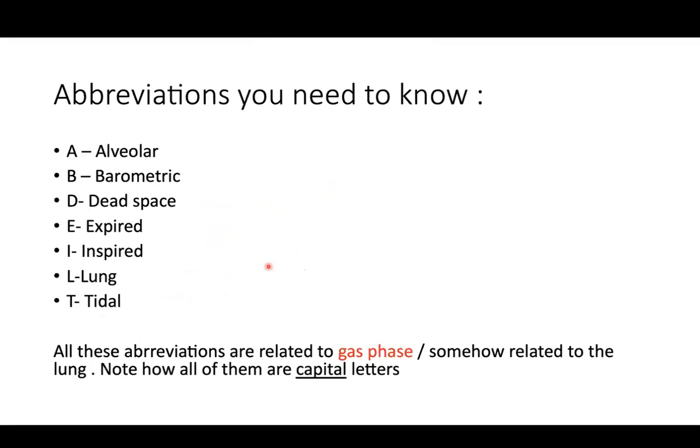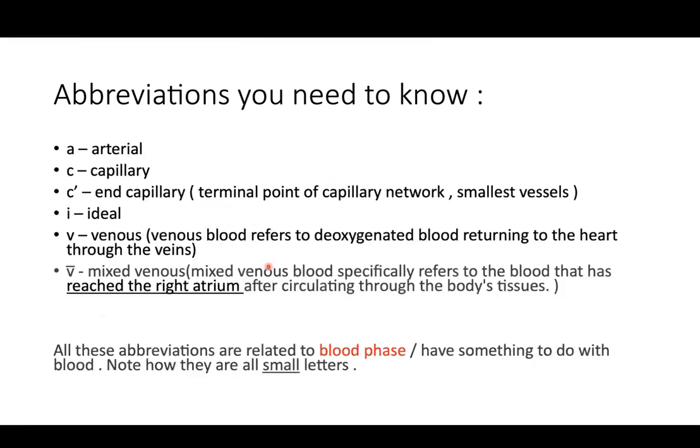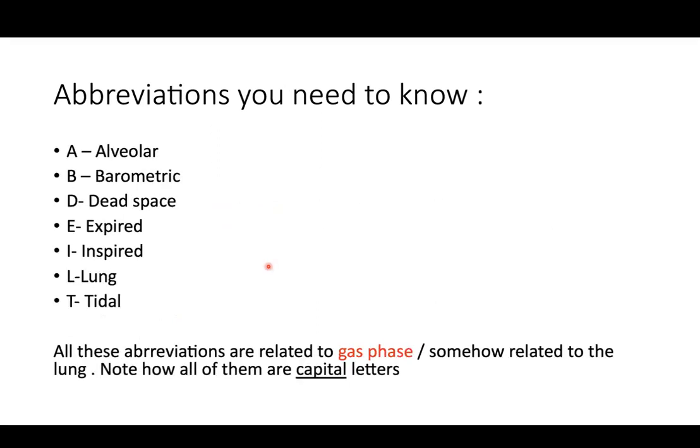Then you have some abbreviations that you need to know. And there's 2: abbreviations of the gas phase and abbreviations of the blood phase, which are different, and you'll see how. So the gas phase means these abbreviations are related to the lung. Just think of it as gas goes into the lung. So these are gas phase, related to the lung. And they're all capital letters. You will see why I'm mentioning this later, but they're all capital letters.